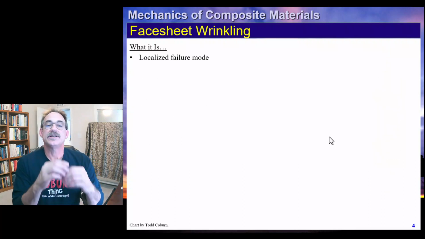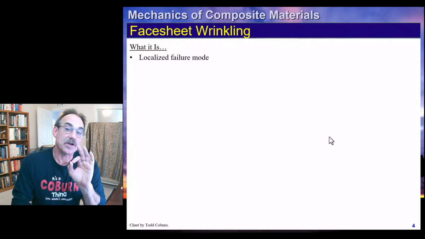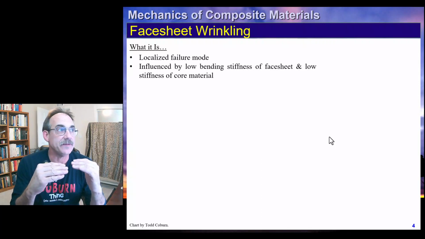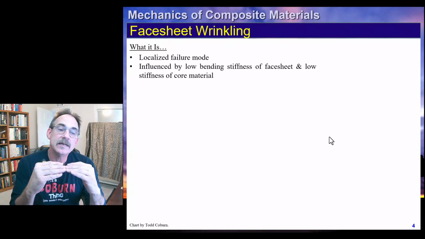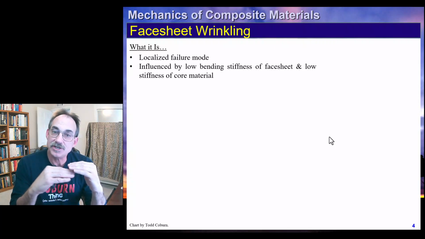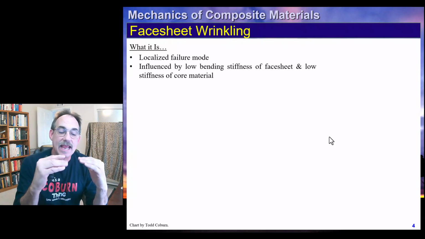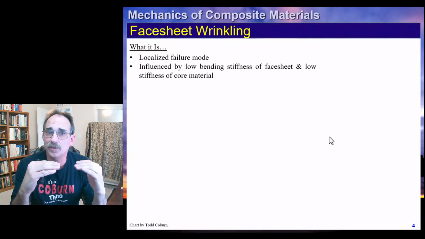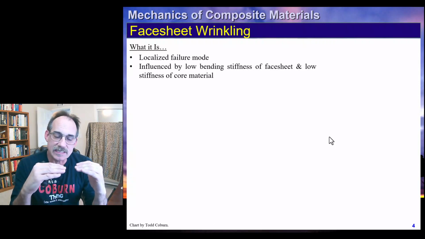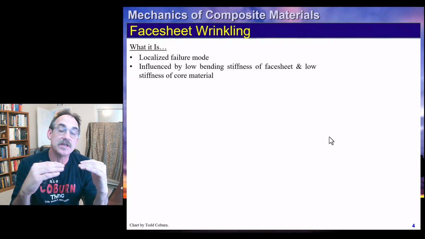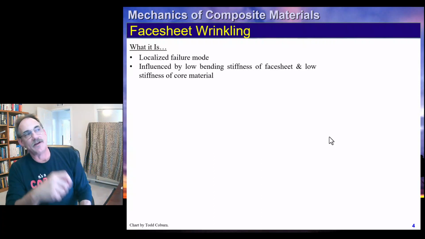Our next failure mode is called face sheet wrinkling, and this is also a localized failure mode. It's influenced by low bending stiffness of the face sheet and also low stiffness of the core. This has the idea of your face sheet when it's in compression and it's sitting on this foundation, this core that has a stiffness, and that core is holding it in place. If that face sheet were compressed, because it's so thin, it would buckle in Euler buckling at a very low load. And what that core does is it adds stiffness to drive it into higher modes, second, third, fourth, fifth, and much higher modes depending on the stiffness, as long as it doesn't fail.